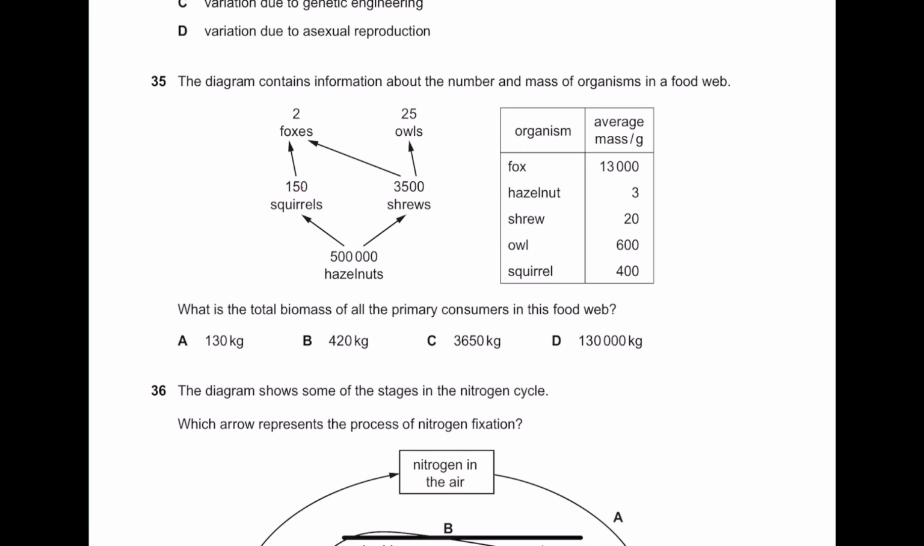Number 35. The diagram contains information about the number and mass of organisms in a food web. What is the total biomass of all the primary consumers in this food web?